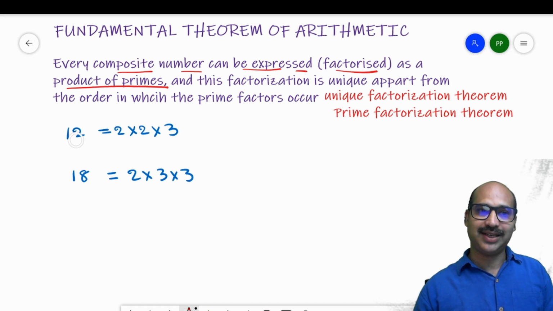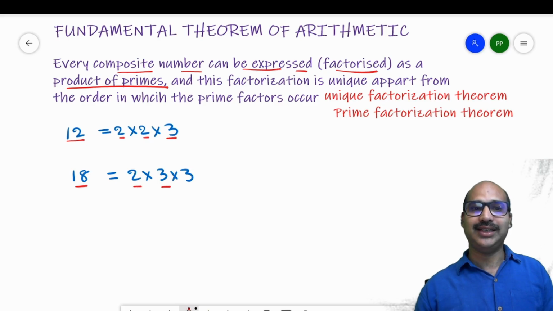This 12 is a composite number, and here 2, 2, 3 are primes. Here 18 is a composite number, and 2, 3, 3 are primes. And this factorization is unique apart from the order in which the prime factors occur.